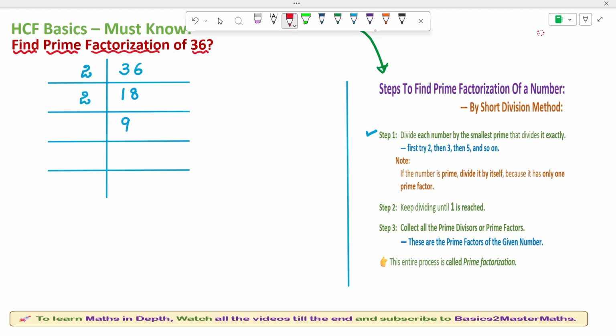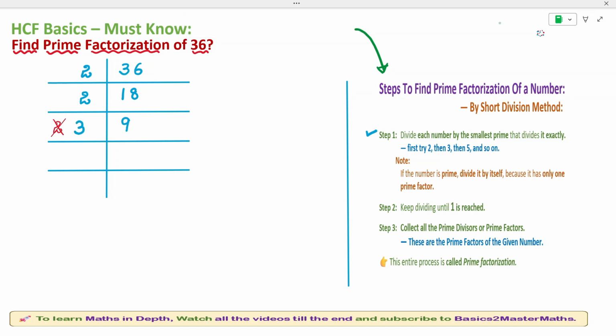Again, try dividing 9 by the smallest prime 2. Since 2 does not divide 9 exactly, move to the next smallest prime 3. Since 3 divides 9 exactly, we get 3.